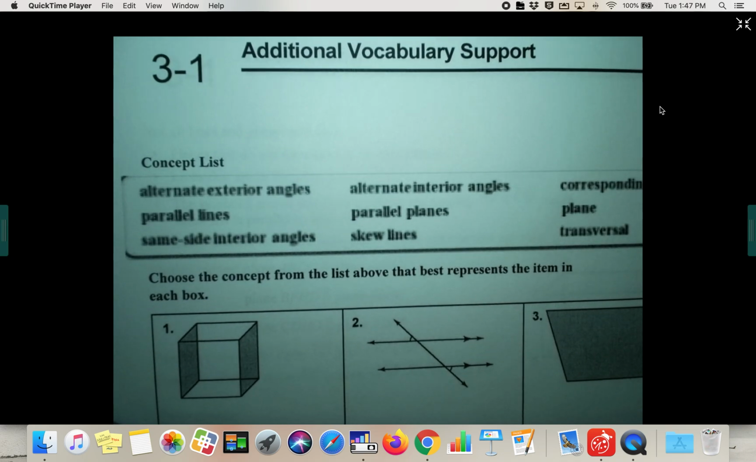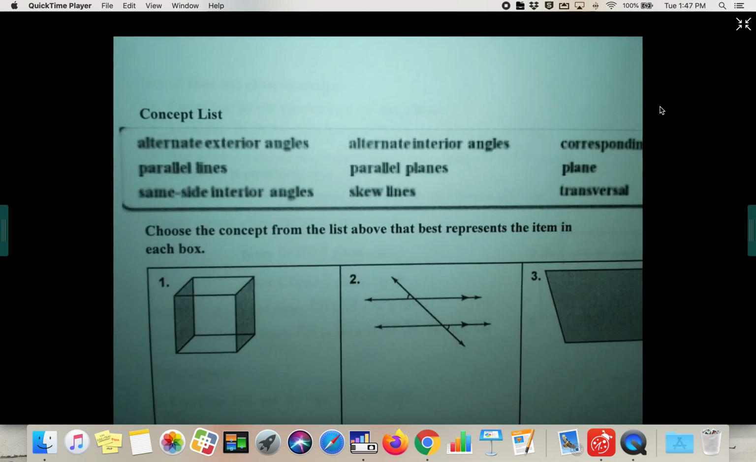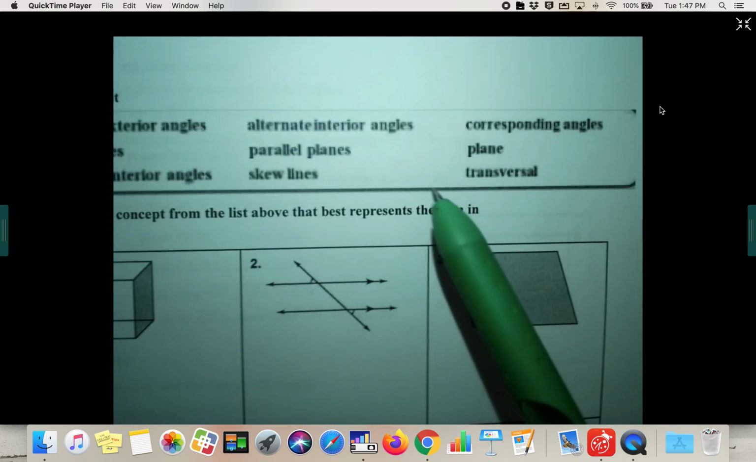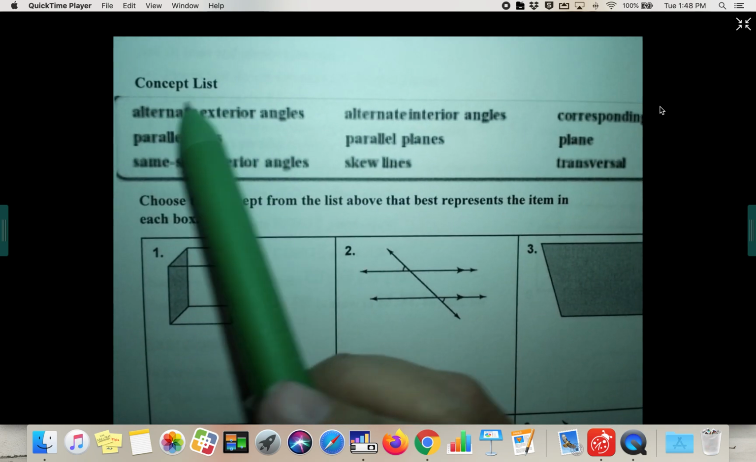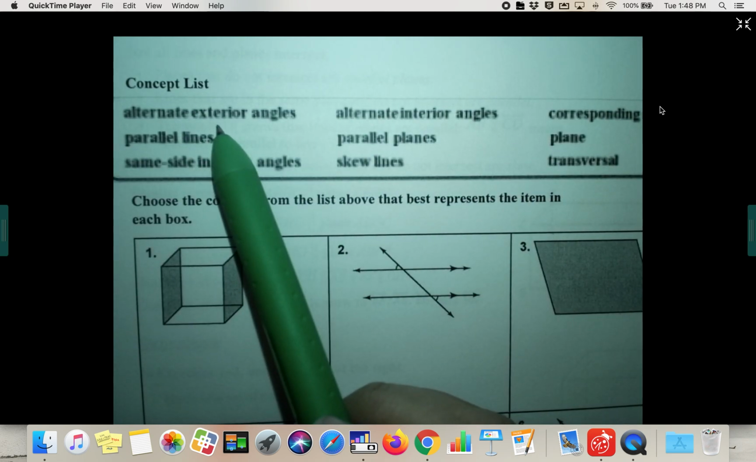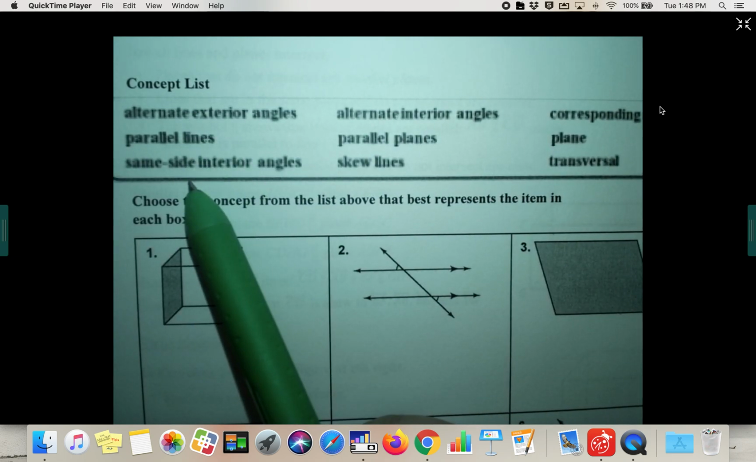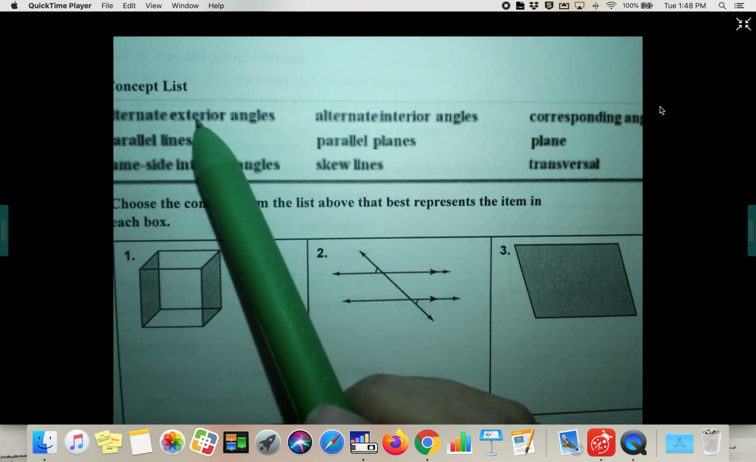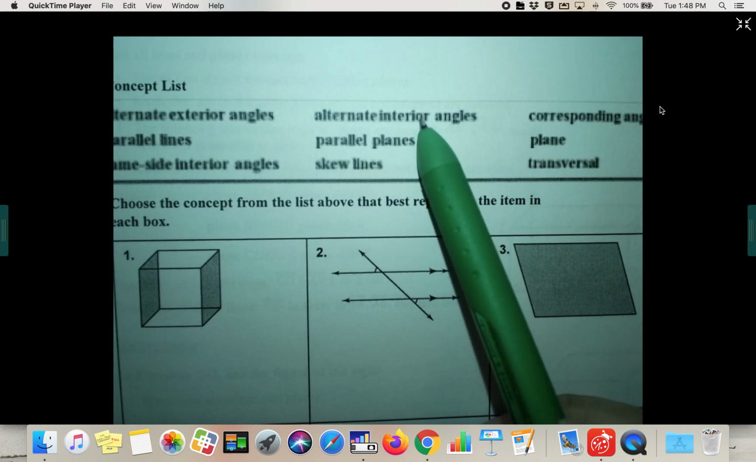Geometry, we are learning lesson 3.1. We're starting a new chapter, so module 3.1. These are kind of fuzzy. They didn't copy very well, but this is our vocab, like a word bank. Alternate exterior angles, parallel lines, same side interior angles, alternate interior angles. Those are close, but different. We'll talk about those in just a minute.